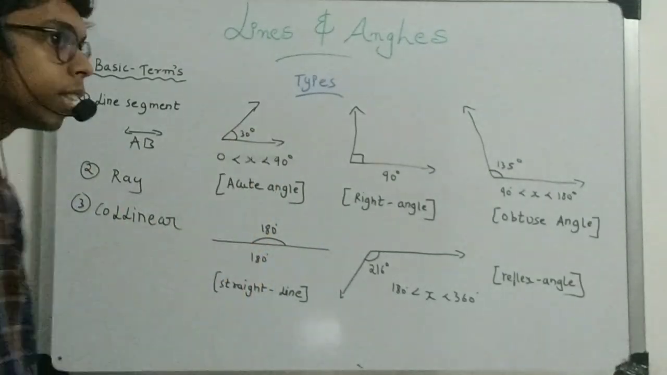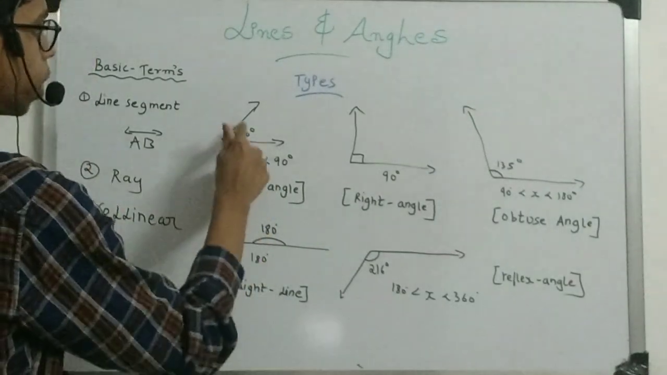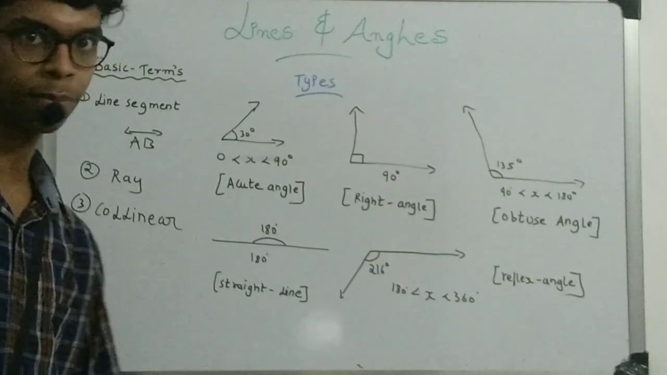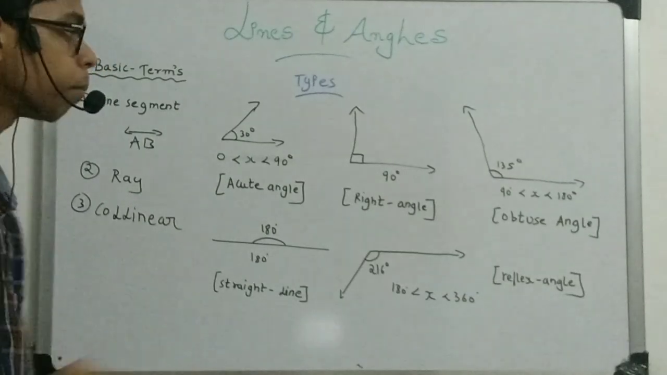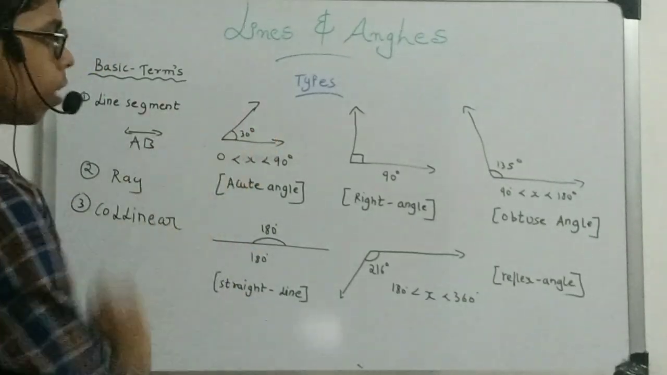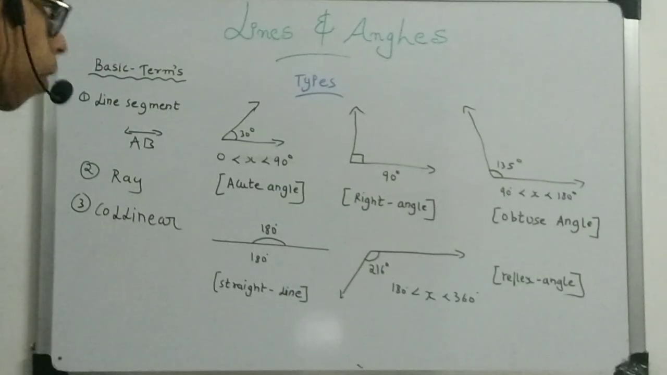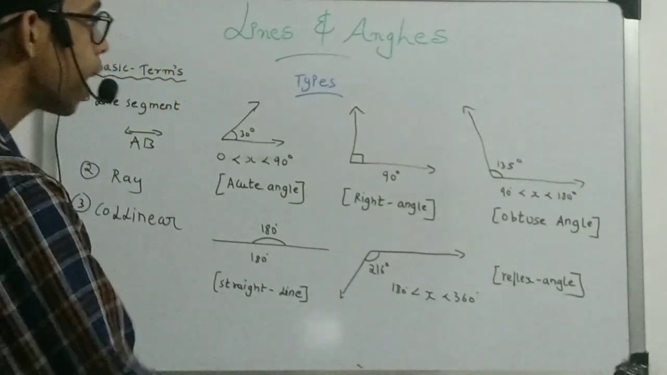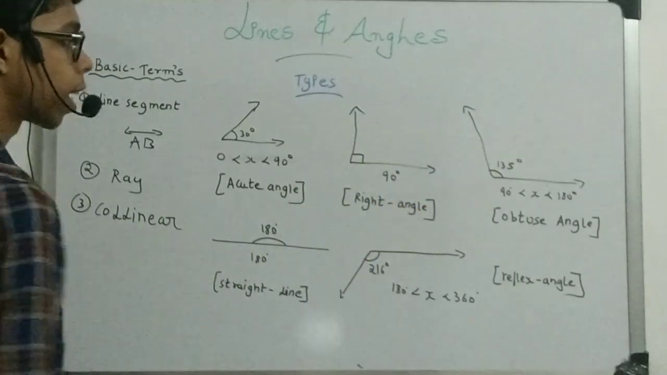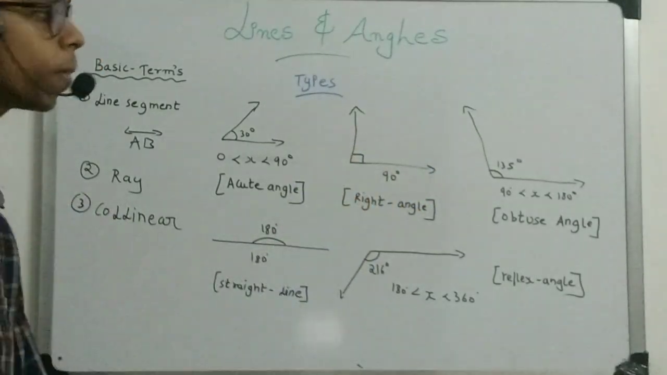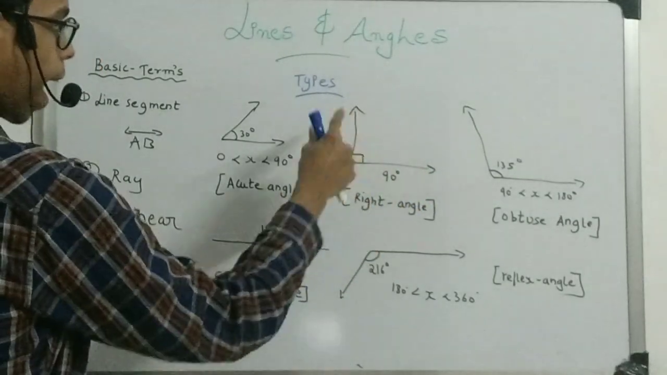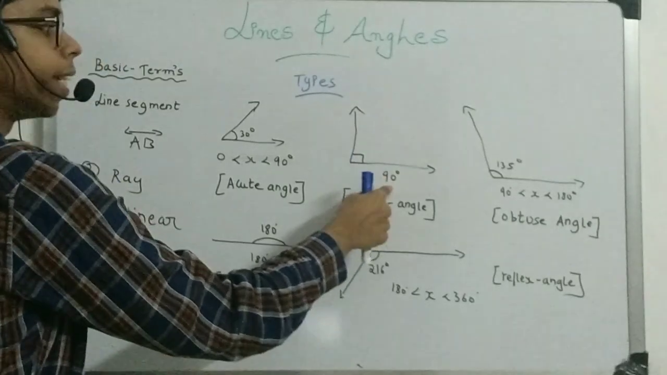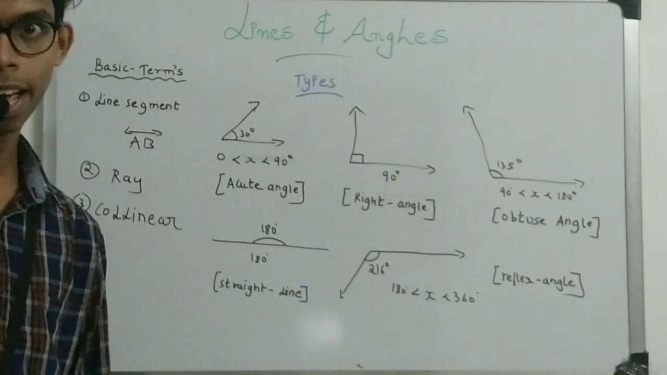For example, 30 degree. We know 30 lies between 0 and 90. Between 0 and 90, any number, if it makes the angle, we call it as acute angle. Now the second one is right angle. Right angle means that the two rays subtend an angle of 90 degree. If the angle made is exactly 90 degree, we call it as right angle.